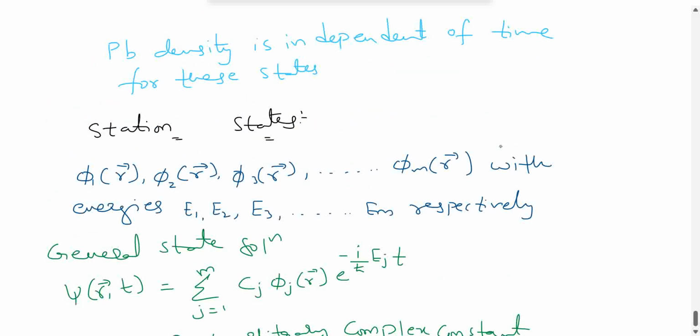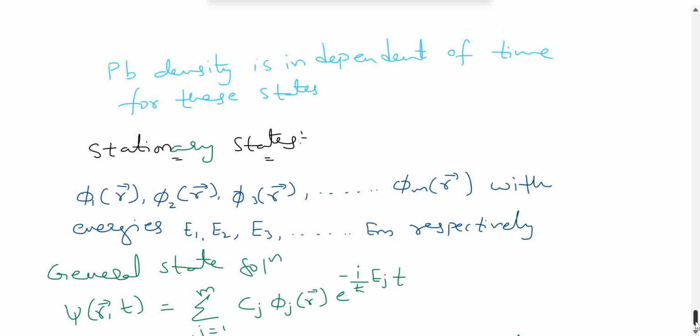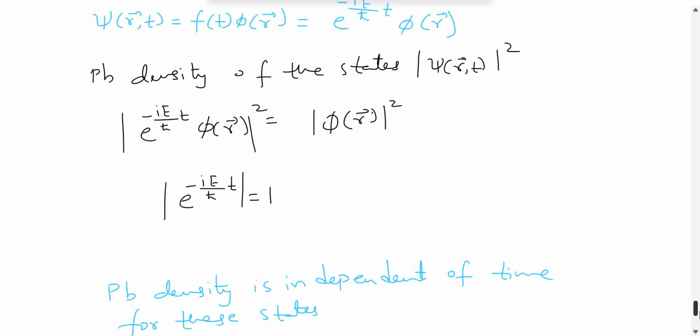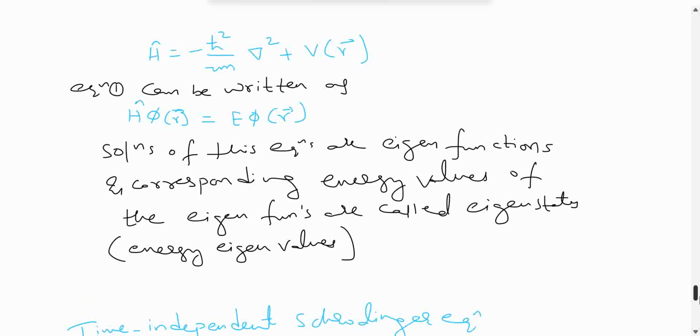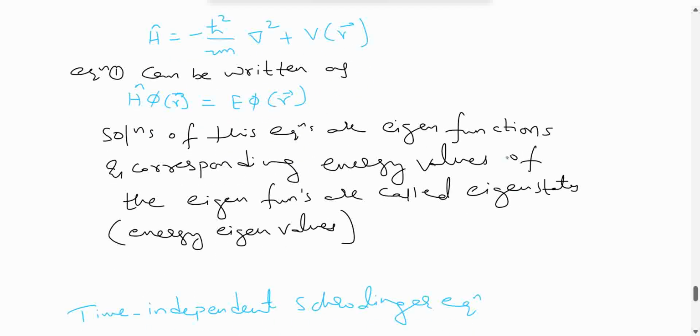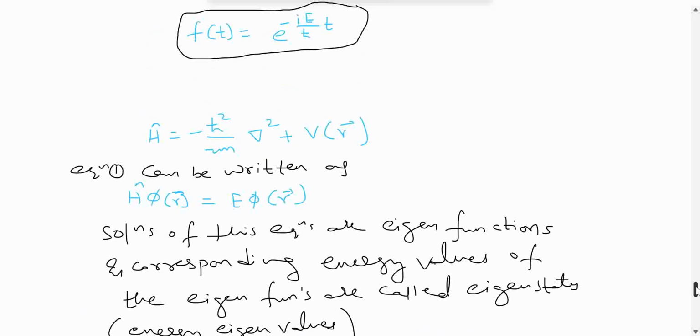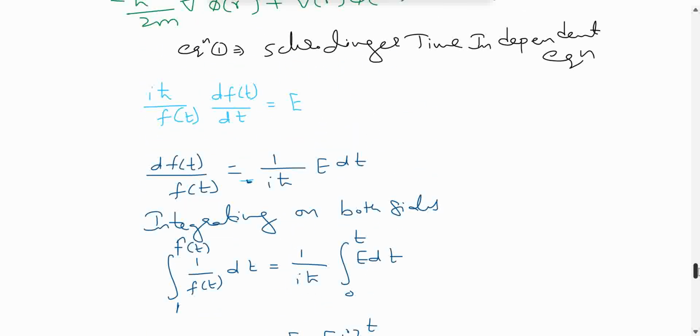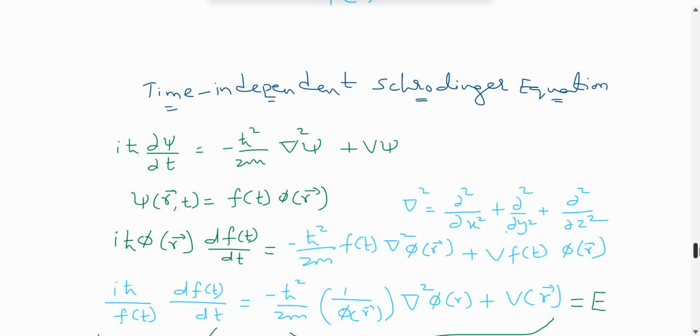Also, the important thing is that stationary states mean the probability density is independent of time for these states because the potential is independent of time. And we have seen what an eigenfunction is. An eigenfunction is the solution of the Schrodinger equation, and the corresponding energy values are the energy eigenvalues or eigenstates. So this is all about the time independent Schrodinger equation.